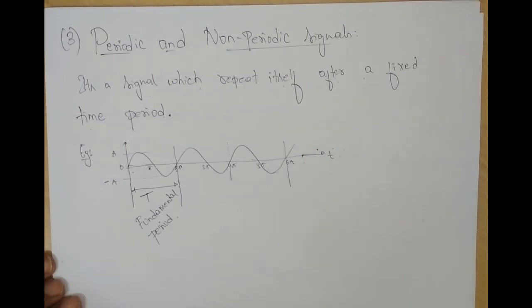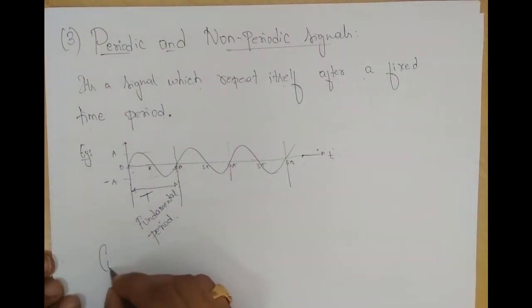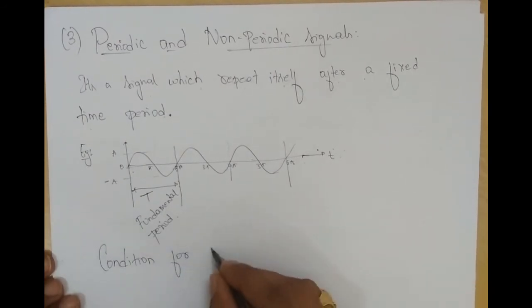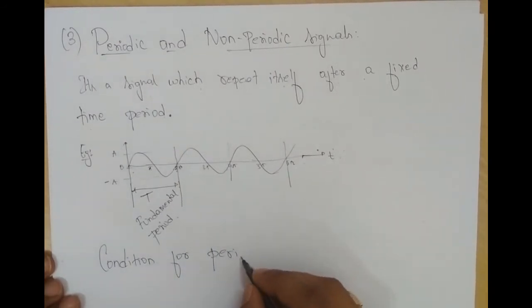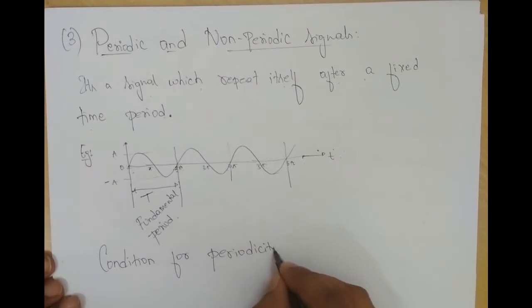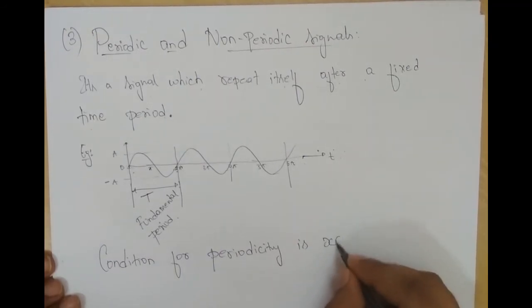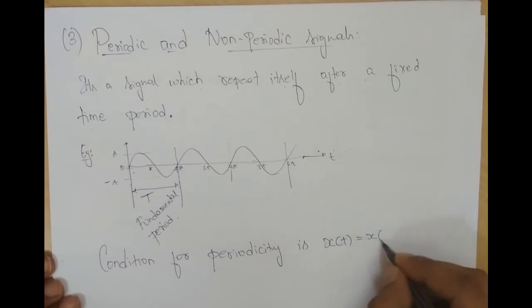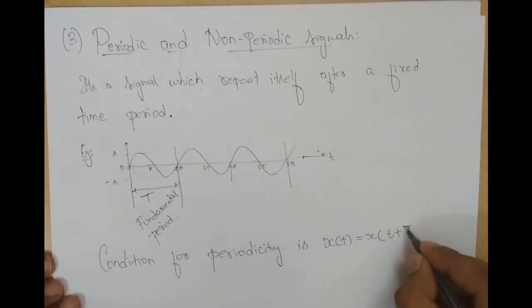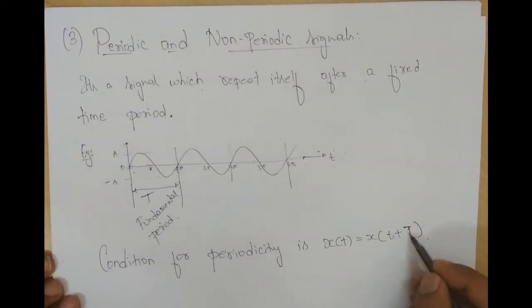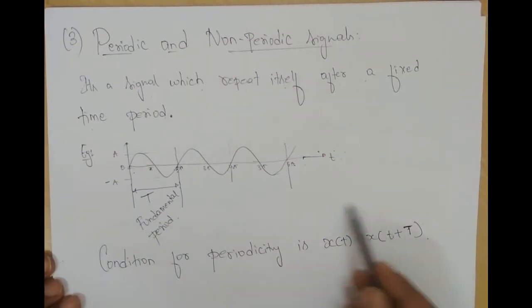Okay. Now the condition for periodicity of a signal is x of t is equal to x of t plus T. If you shift the signal x of t right or left by capital T, what is capital T? Capital T is the fundamental period. So you should get back the signal x of t.